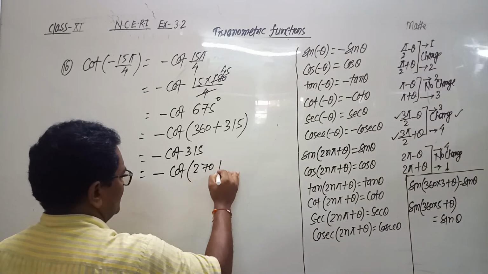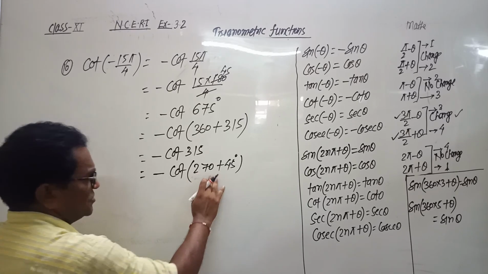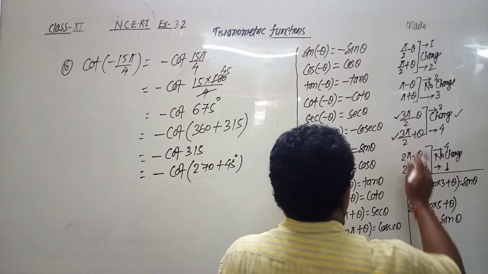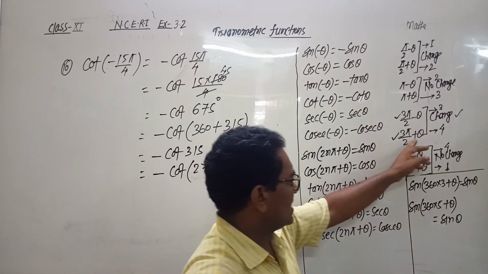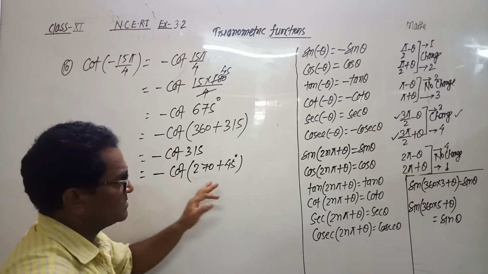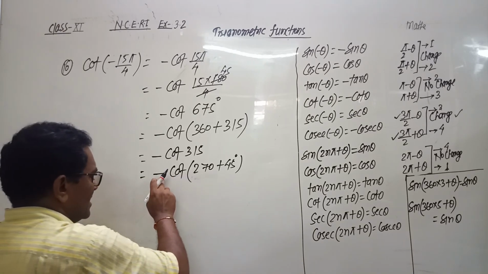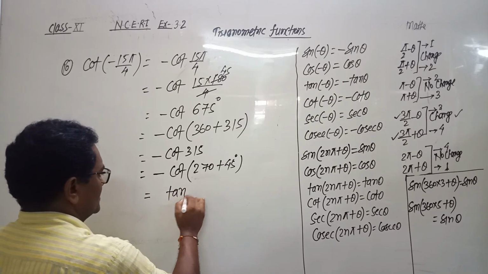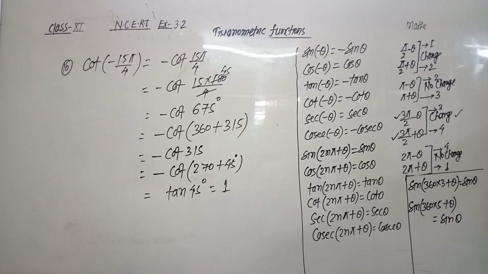And cot 315 is represented as cot of 270 plus 45. 270 means 3 pi by 2, so cot of 3 pi by 2 plus theta. Now we use this formula, 3 pi by 2 plus theta, which lies in the fourth quadrant, and there is a change. So cot becomes tan, and in the fourth quadrant cot is negative. Already there was a minus sign, so minus minus becomes plus. So tan 45 degrees, and the value of tan 45 degrees is 1. So we finish this exercise.